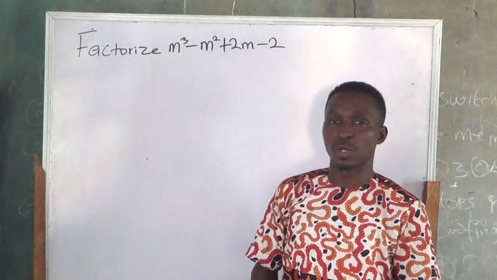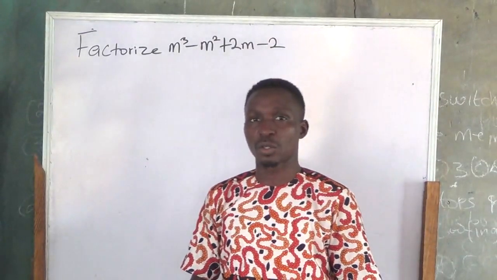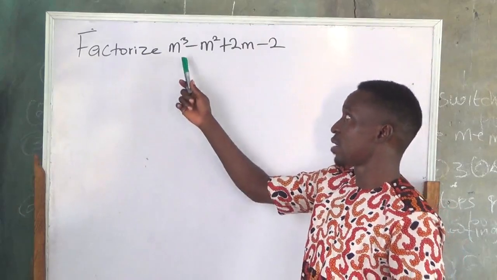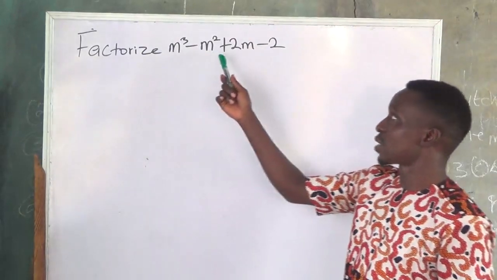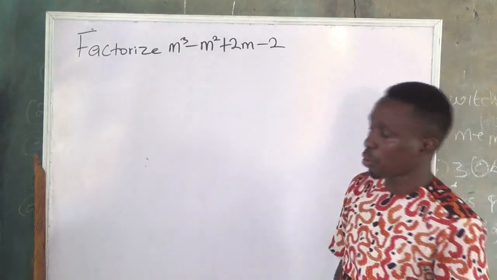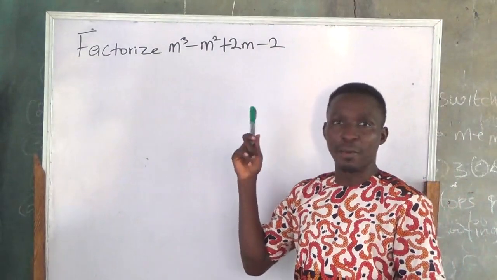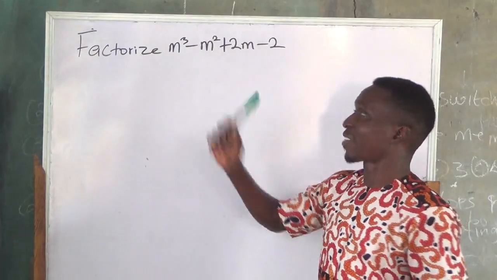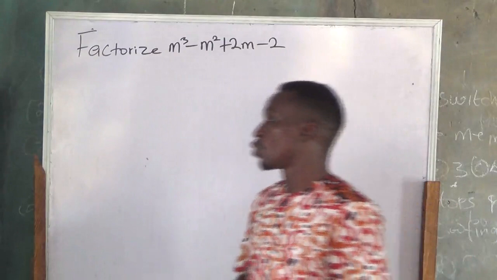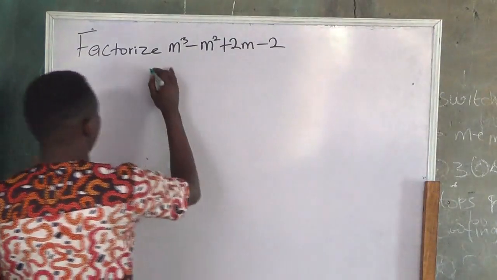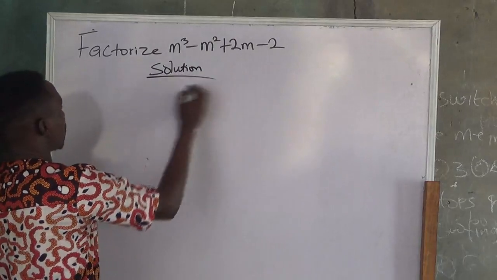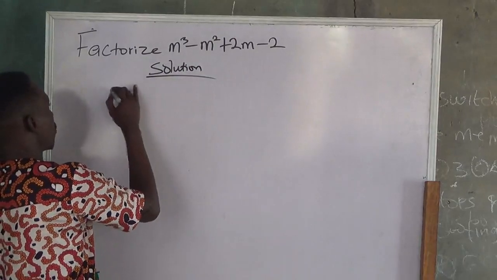Today we are looking at further questions on factorization. The question says factorize m cubed minus m squared plus 2m minus 2. This looks like a polynomial to me, and we want to factorize this. What are we going to do to solve this problem? So please follow me as I make attempts to solve this problem.